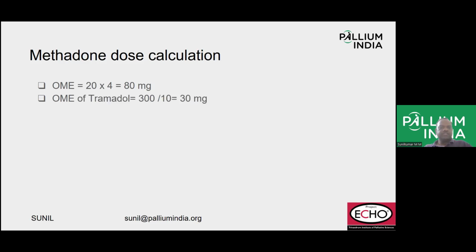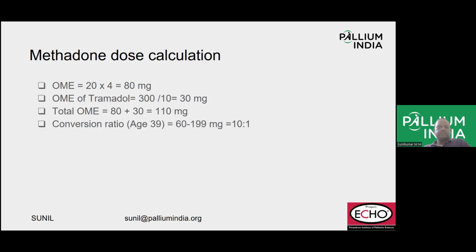So tramadol, she is taking 100 milligram TID. So total 300 milligram of tramadol, that would be equivalent to 30 milligram of morphine. So the total dose she is receiving is 80 plus 30, 110 milligram of morphine. Her age is only 39 and she is taking morphine between 60 to 199, that is 110 milligram. So the conversion ratio is 10:1. So you have to divide 110 by 10. That would be equivalent to 11 milligram of methadone.